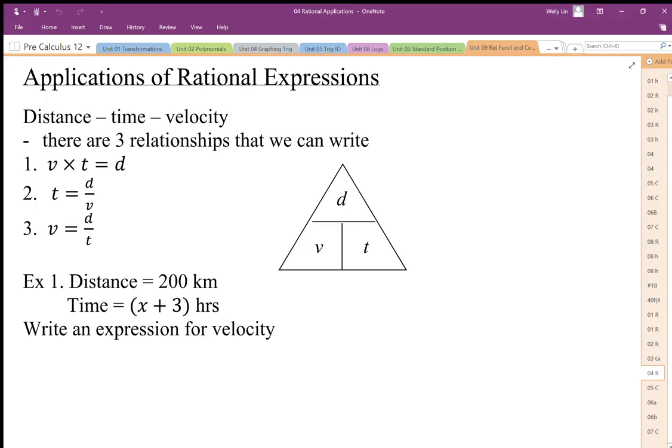There are many applications we can use rational expressions in. One of the main ones is when we look at the distance, time, velocity relationship. And some of you may have seen this in your science classes. Now there are three relationships we can write.